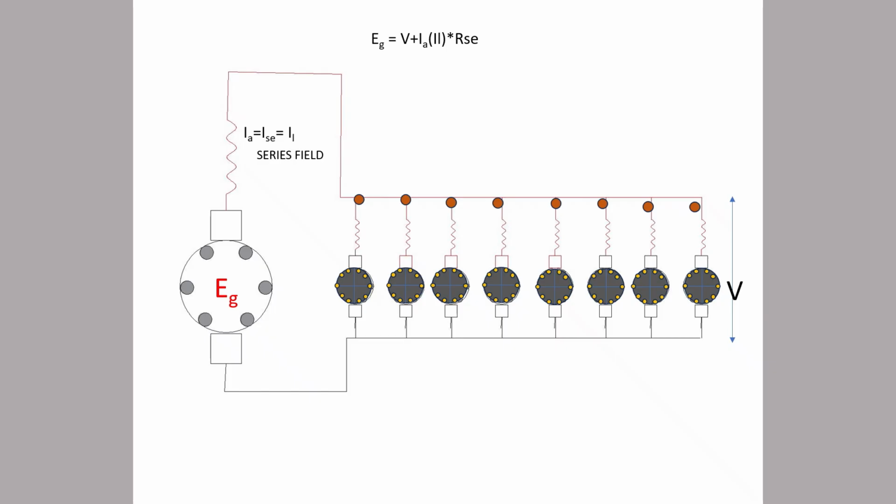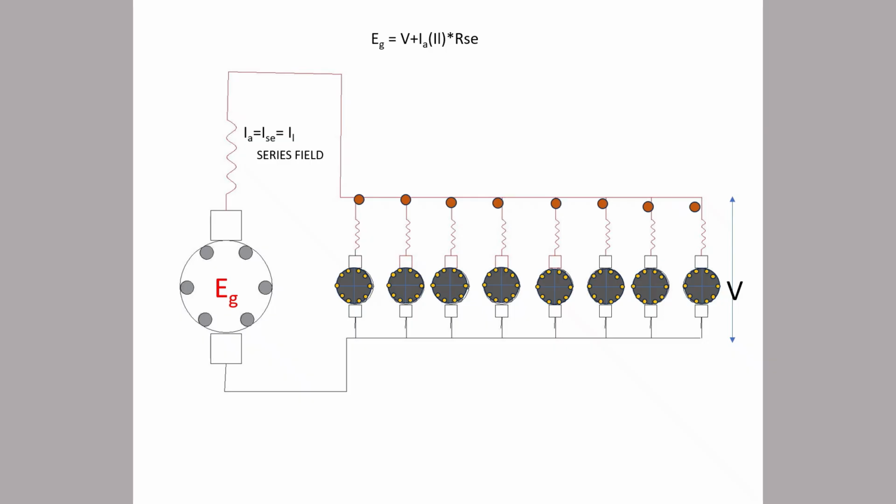So induced EMF is V, meaning the voltage of the motor, plus Ia, the armature current, multiplied by the series resistance. So it will give the induced voltage. Another thing is, if you use a DC generator, brush drop will come. Brush drop will be added.